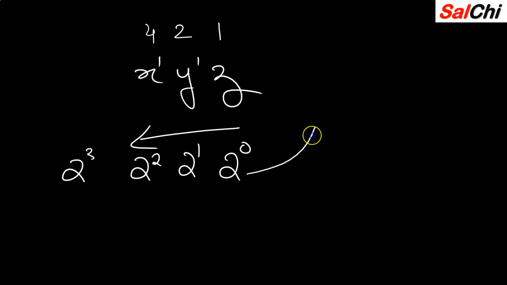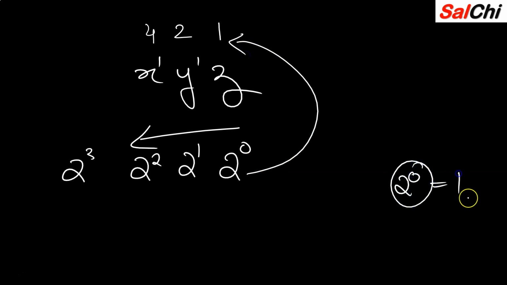So 2 raised to the power 0 gives me 1, because anything raised to the power 0 is 1. 2 raised to the power 1 is always 2. 2 raised to the power 2, 2 into 2 gives you 4. So these are the numbers you have to put. Now see what is the number on the non-complement variable. On z you have 1, so just put m1 and you are done.